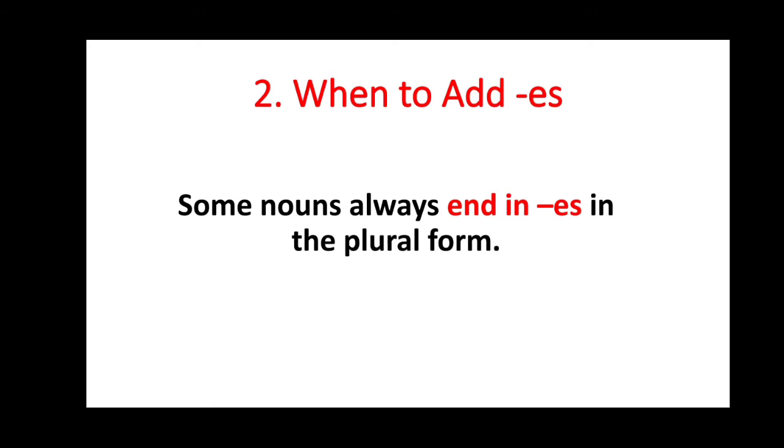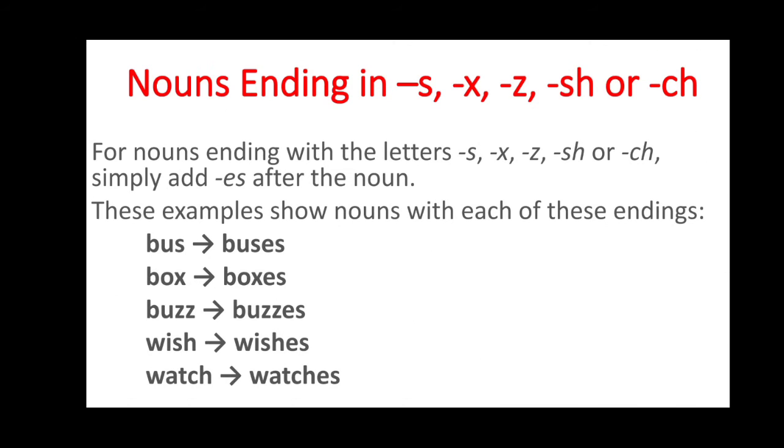2. When to add es. Some nouns always end in es in the plural form. Nouns ending in s, x, z, sh or ch. For nouns ending with the letters s, x, z, sh or ch, simply add es after the noun. These examples show nouns with each of these endings: bus, buses, box, boxes, buzz, buzzes, wish, wishes, watch, watches.